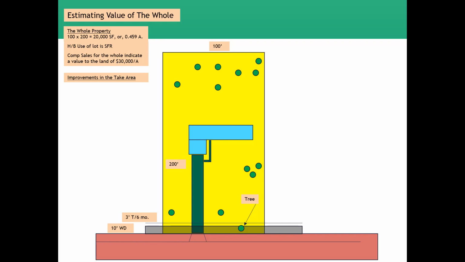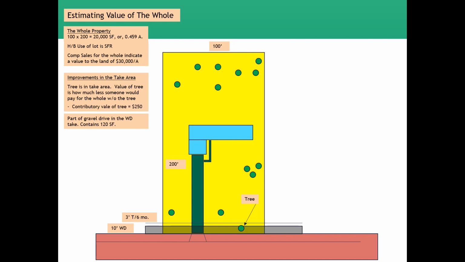The improvements in the take area, there's a tree, and the value of the tree is how much less somebody would pay for the whole without the tree. That's contributory value. And we're going to assume that is $250 for this mini case study. And we also have part of the gravel drive in the WD, and that gravel drive contains 120 square feet. We're estimating that at $150 per square foot. We're going to assume that it's 25% depreciated, which means it retains 75% of its value. So the contributory value of the drive in the WD area is $135.